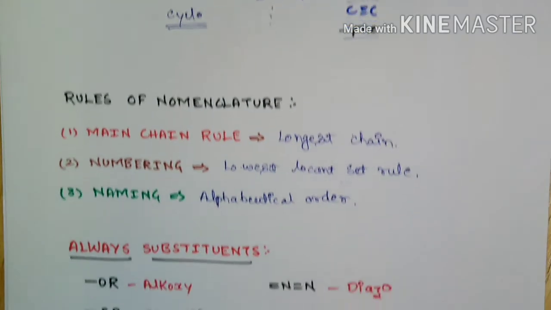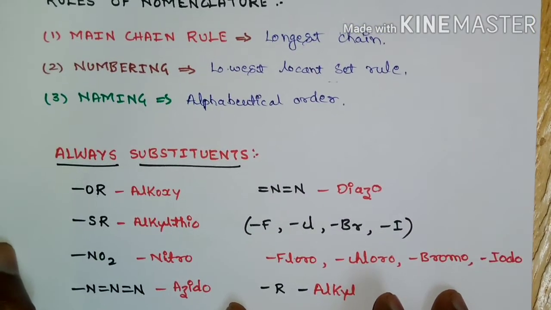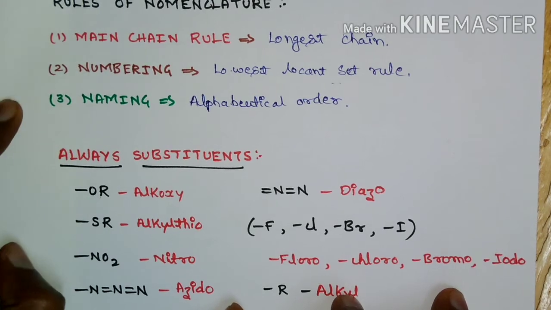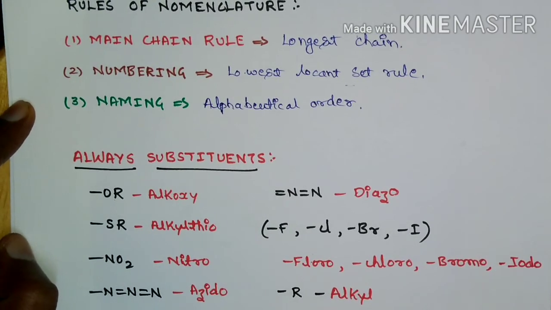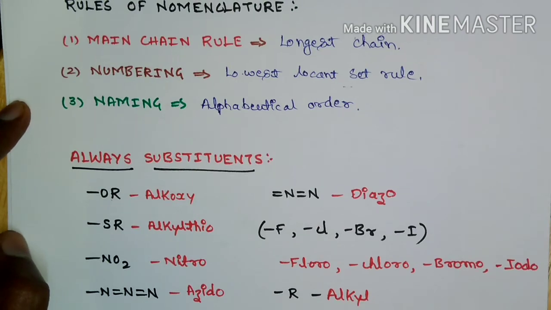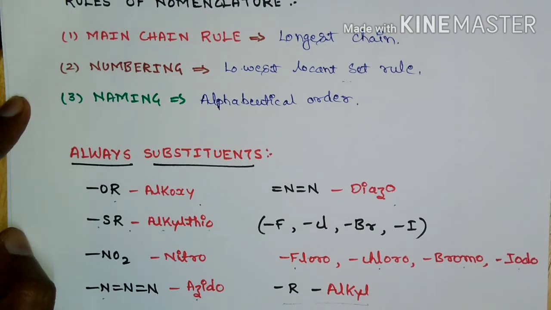For the secondary prefix, these are the groups that always act as substituents: OR alkoxy, SR alkyl thio, NO2 nitro, azido, diazo, halogens like fluoro, chloro, bromo, iodo, and alkyl.